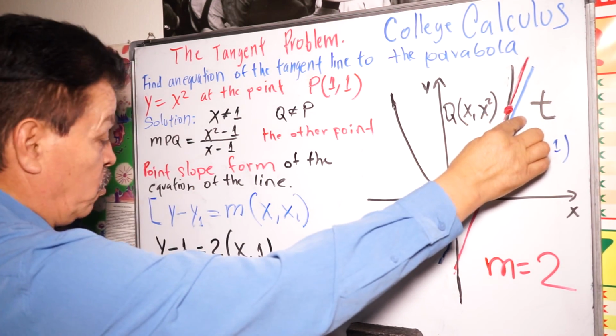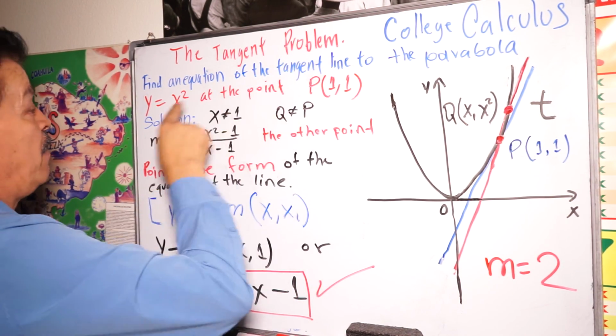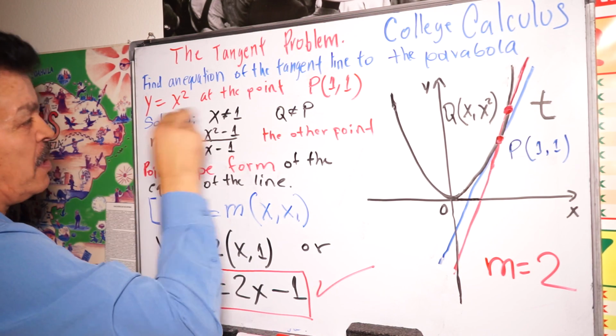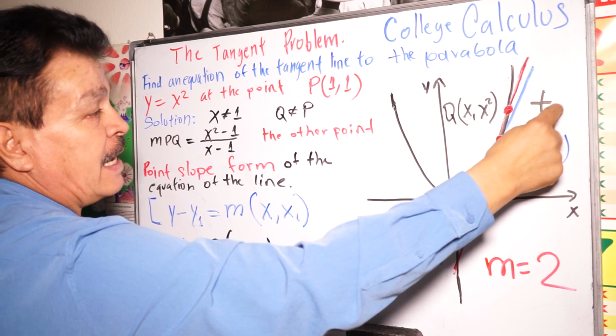That means the solution is the tangent T we are looking for: the equation of the tangent line to the parabola y equals x to the second power at the point P, at this point. We are looking for, remember, the tangent T.